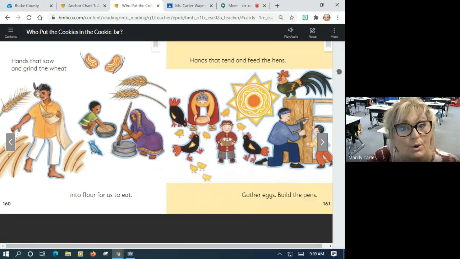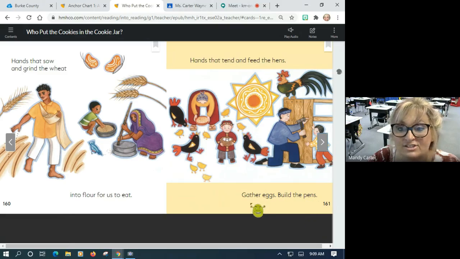Hands that sow and grind the wheat into flour for us to eat. Hands that tend and feed the hens, gather eggs, and build the pens.